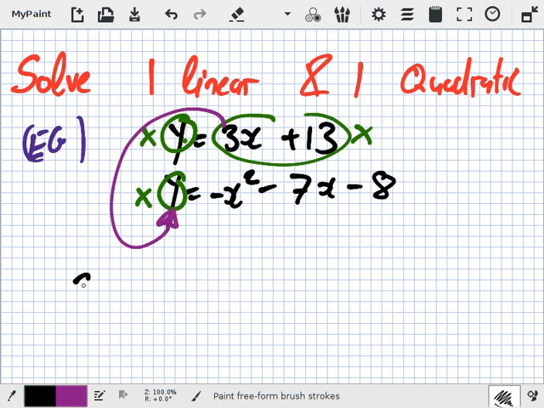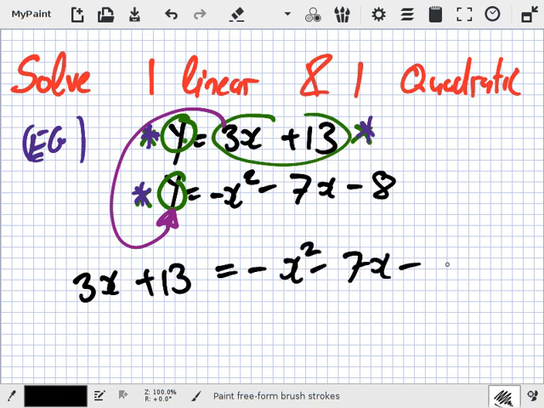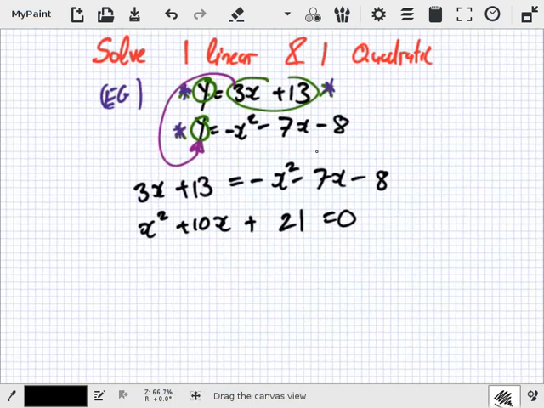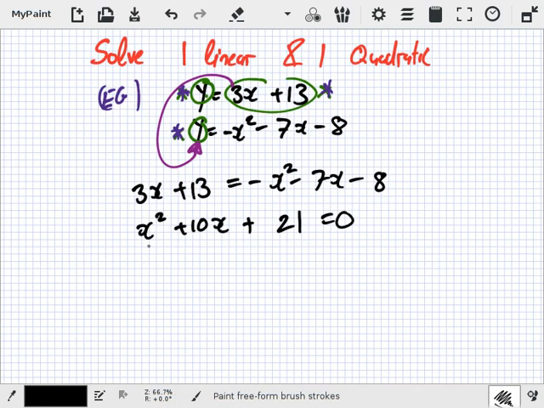So you'll get this equation, 3x plus 13 equals minus x squared minus 7x minus 8. Well, this isn't so bad. If I take everything over to the left, I get x squared, 7x and 3x is 10x, 13 and 8 is 21, isn't it? Equals 0. And this isn't so bad because this is just a quadratic with roots of 7 and 3.